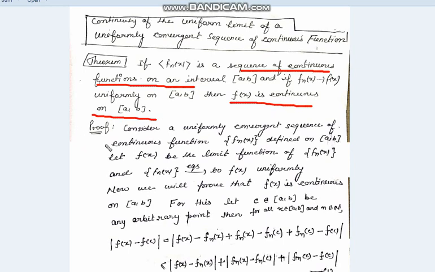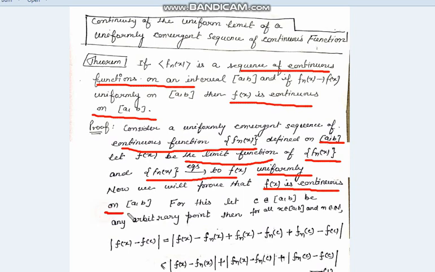So the proof is: let us consider a uniformly convergent sequence of continuous functions f_n(x) which are defined on the closed interval [a, b], and let f(x) be the limit function of the sequence of functions f_n(x), such that f_n(x) converges to f(x) uniformly. Now we will prove that this function f(x) is continuous on the closed interval [a, b].